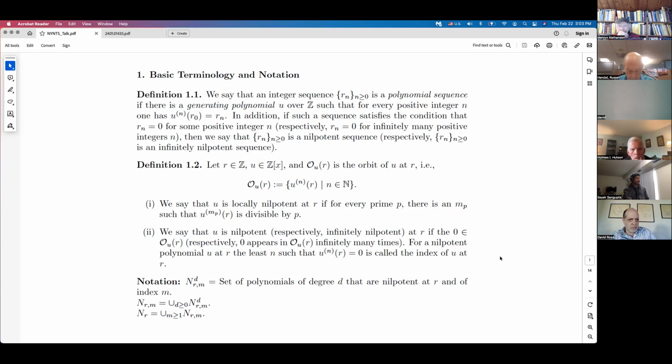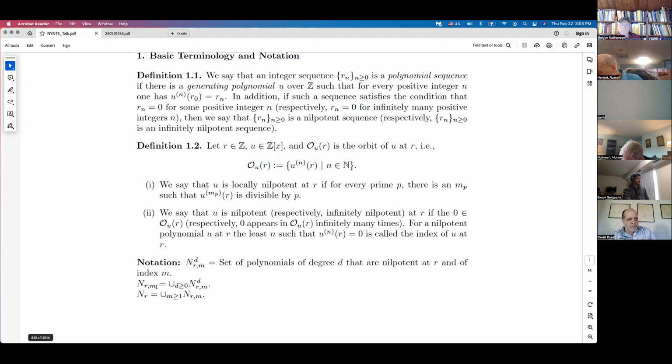And the first n for which we will see the 0, in either case really, that will be the index of U at R, or sometimes the nilpotency index of U at R. So this index is only defined when U is nilpotent, basically. And we are going to maintain the idea that the index is a positive integer. We are not going to consider 0 as a possibility for the index.